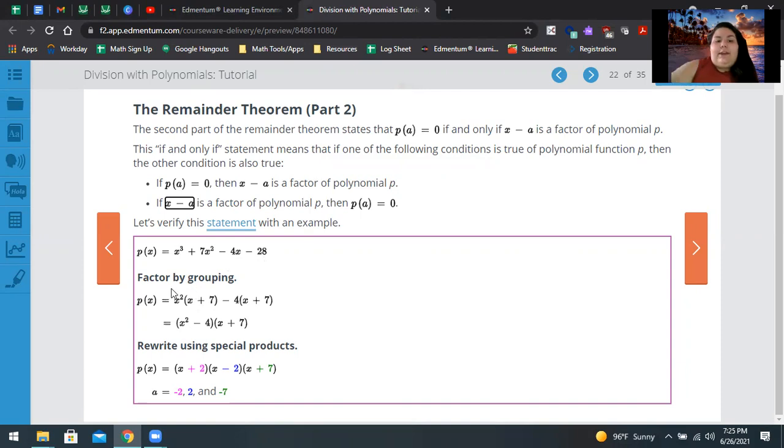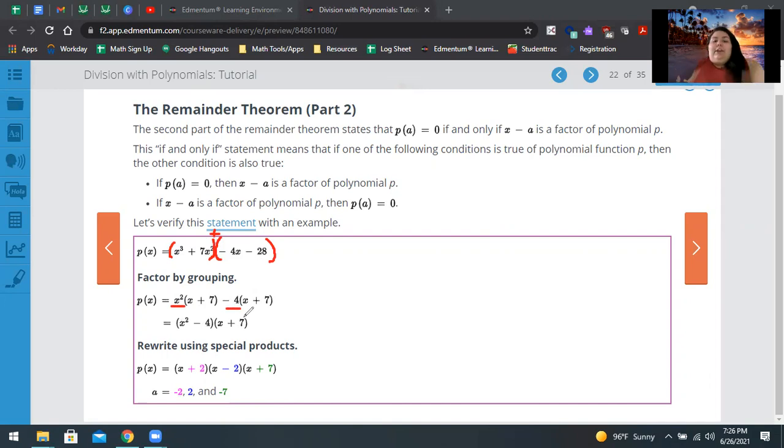They factored it by grouping. So remember, with grouping, we set parentheses around the first two terms and the last two terms, and there's a plus sign in between those two sets of parentheses. In the first set of parentheses, they factored out an x squared. In the second set, they factored out a negative 4. Now they factored out that x plus 7, and they have x squared minus 4, times x plus 7.